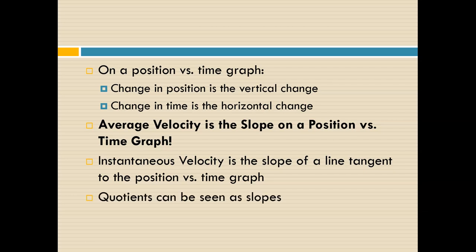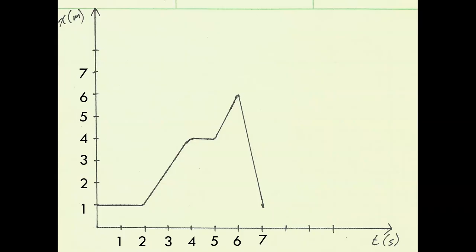Okay, so I told you this on Wednesday. Quotients can be seen as slopes. If I want to do a division, I put the rise on the y-axis, I put the run on the x-axis, and then I find the slope of that line, and that will give me my quotient. You with me? So let's talk about this particular graph here. From 0 to 2 seconds, what's the slope of that line? 0, correct. From 0 to 2 seconds, we have a straight line.